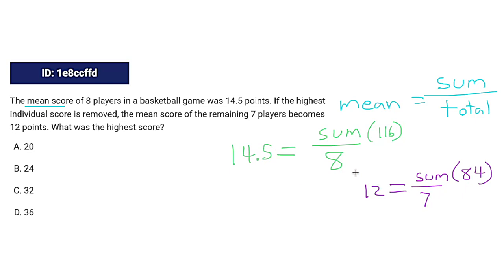And then it says that the highest individual score was removed in order to get down to this number. So basically, what's 116 minus 84? I don't feel like doing that in my head. I'm just going to plug it in my calculator real quick. And that's going to be 32. So our answer should be 32.